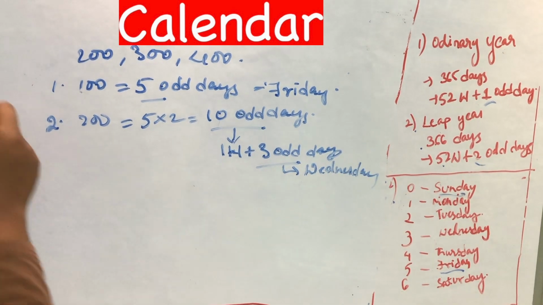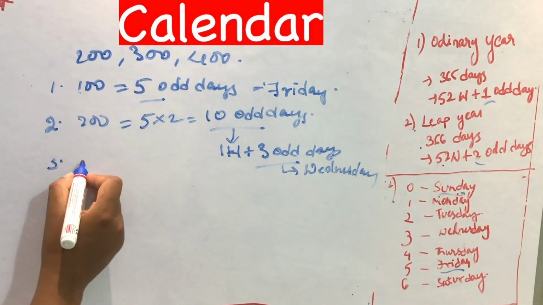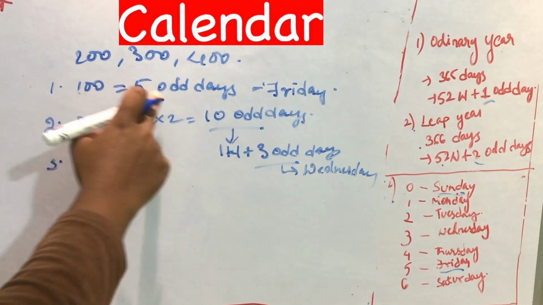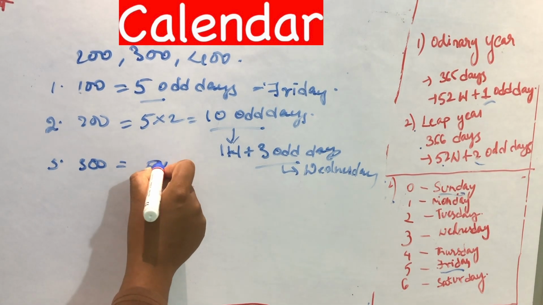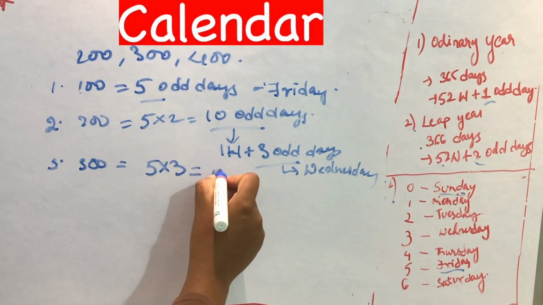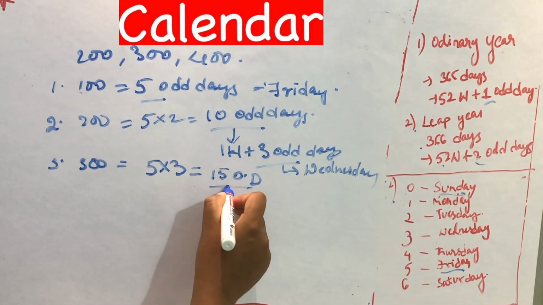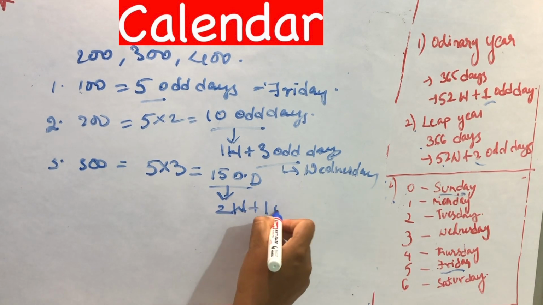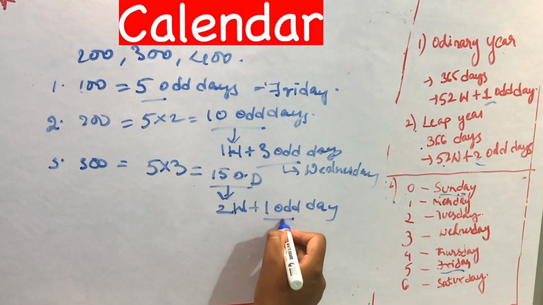These points are important, please do remember them. Next, the third one, for 300 years. For 100 years we have 5 odd days, right? So similarly for 300 years we have 15 odd days. Now if we convert this into weeks and odd days, we have 2 weeks plus 1 odd day. If it is 1 odd day, then it is Monday.